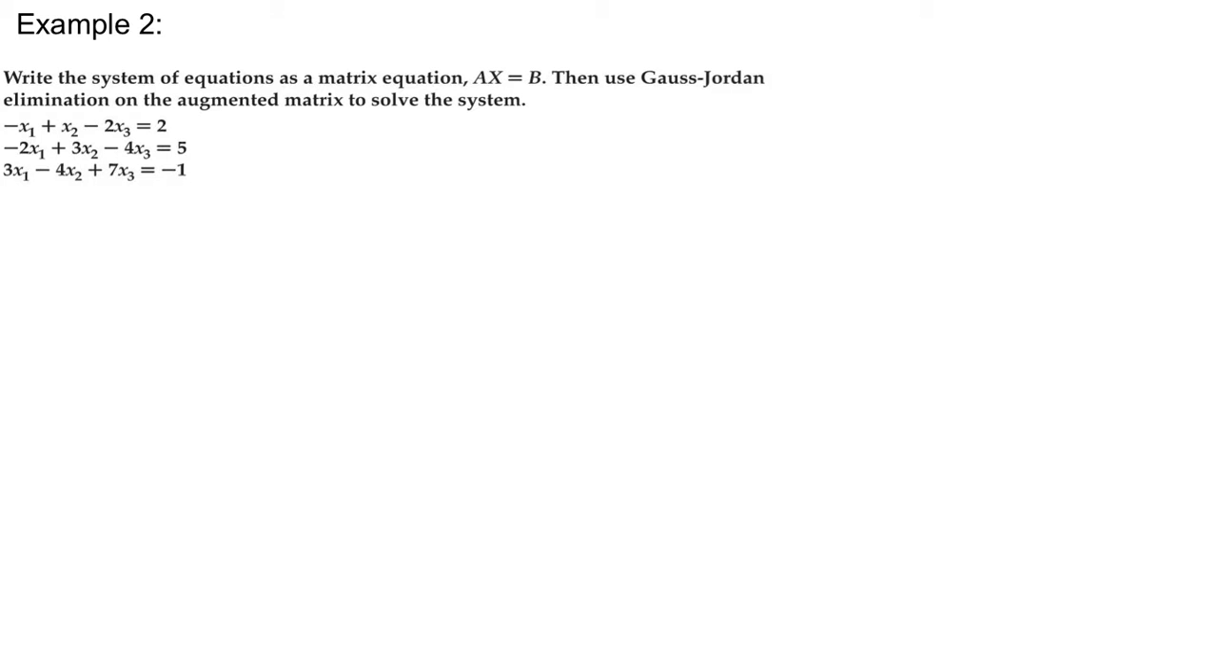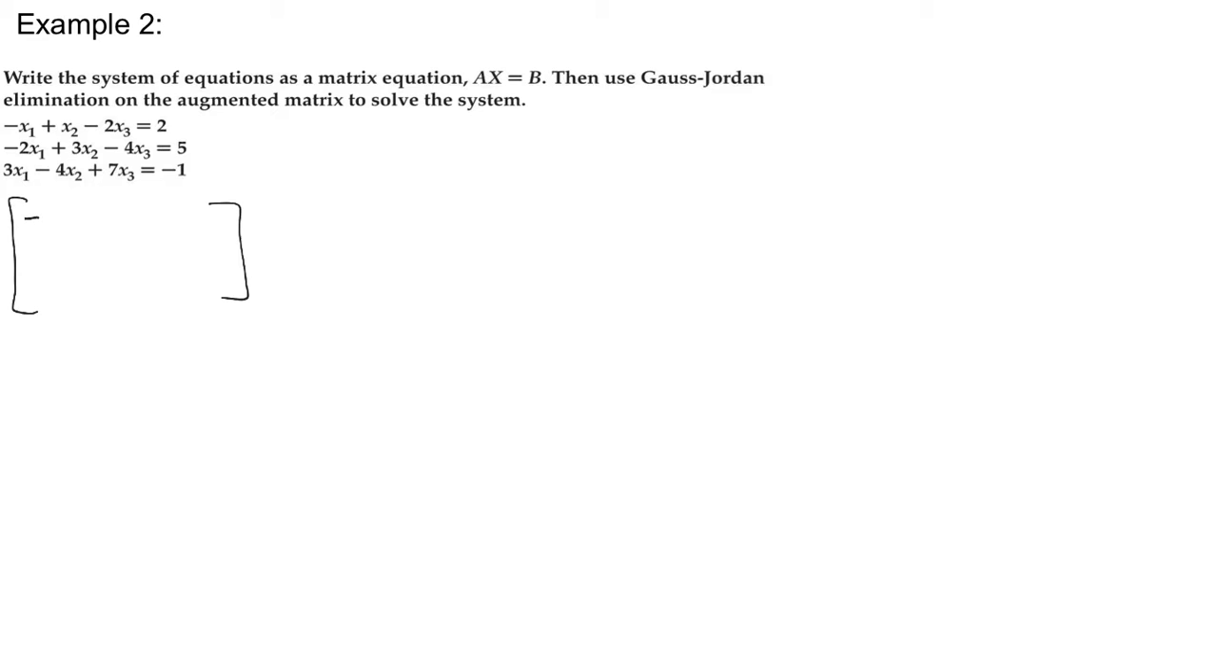Okay, so now we're going to write our system as a matrix equation, and then we're going to use Gauss-Jordan to solve. So what I mean by this is that we'll all do it together. And let me change this to black. There we go. We're going to put it into a matrix, so start with that right now.